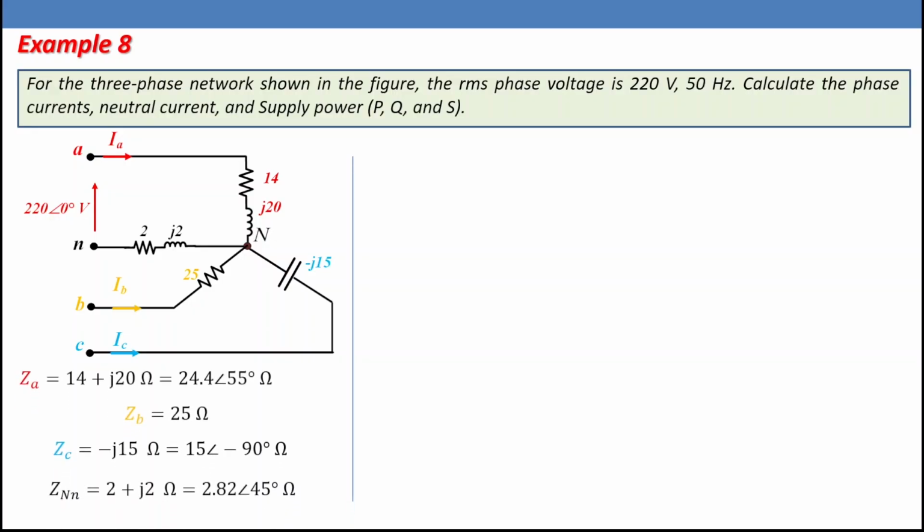We have ZA equals 14 plus j20. So that one is in rectangular form. We can calculate it in polar form. ZB is a pure resistance and ZC is a pure capacitance. And the neutral impedance is 2 plus j2 ohm.